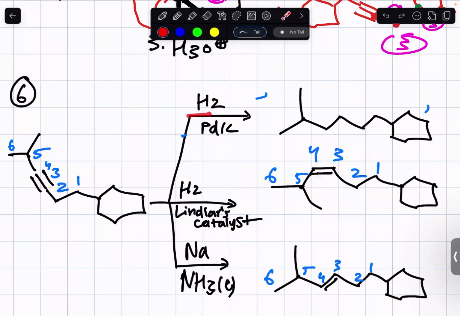Yeah, put H2, Pd/C. It's going to be assumed that it's an excess for this one. Don't put two equivalents. You can, but it's really written out as H2, Pd/C to go down to the alkane.